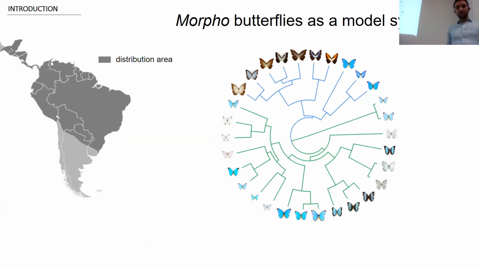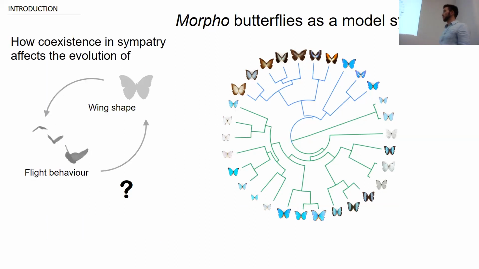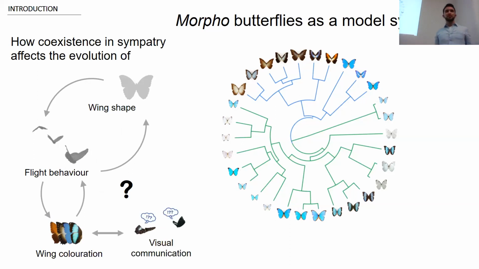And in this genus, many species can be found in the same locality, with a maximum of 16 species in North Peru. So I asked how this close promiscuity between species affects the evolution of flight behavior and wing shape. Besides, I also addressed the evolution of wing coloration that often plays an important role in visual communication in butterflies.